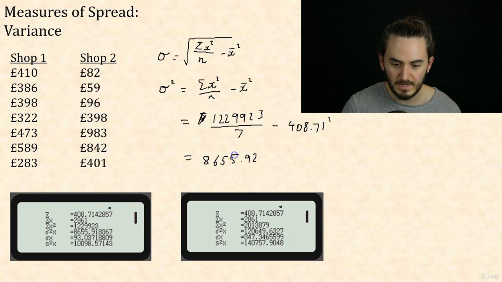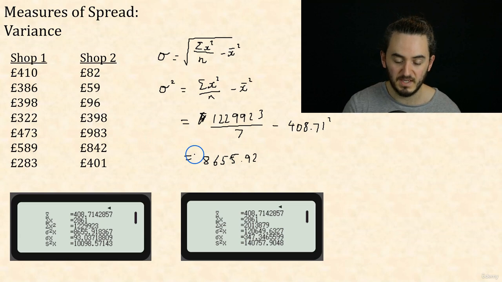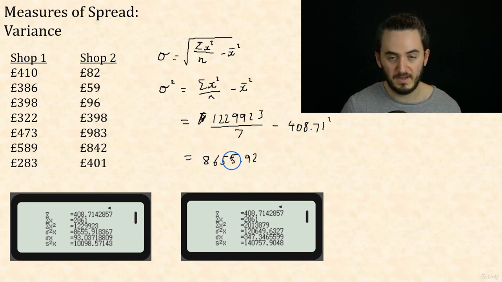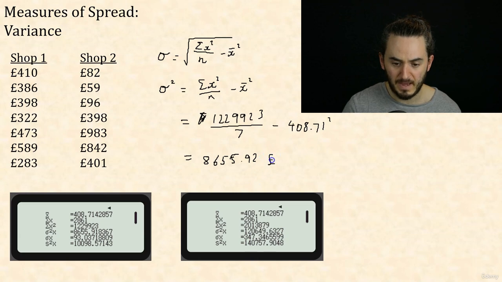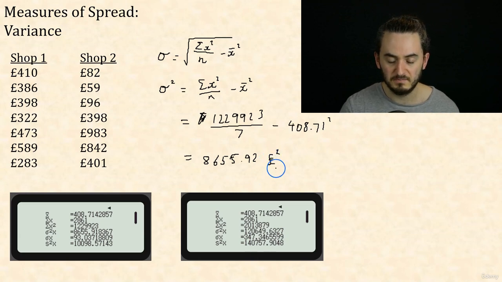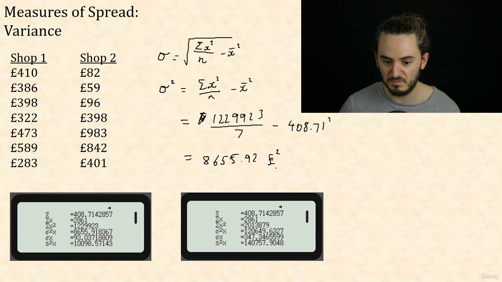8,655.92. Now, remember the units for the standard deviation are whatever the units of your original data is, which is pounds here. So the units for variance is that squared. So it's a slightly weird concept of that many pounds squared. So the units are just whatever the units for standard deviation was, but squared.